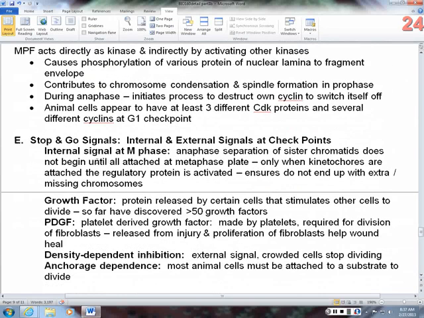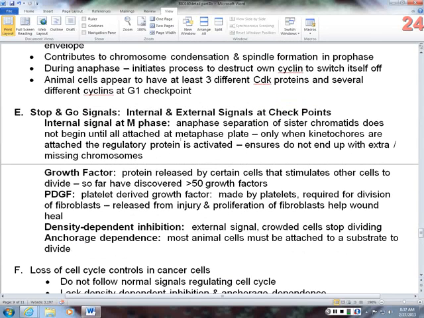So there are stop and go signals at various other checkpoints. You've got internal signals at M phase. Anaphase, with the separation of sister chromatids, is going to be regulated. It's not going to begin until everybody lines up along the metaphase plate. One of the reasons for having a checkpoint is that if you don't have everybody lined up and you start division, you leave people behind. You don't want to leave chromosomes behind in a cell. The cell will generally not survive. So that's one of the important reasons for having these checkpoint regulations: you can make sure everybody is there.